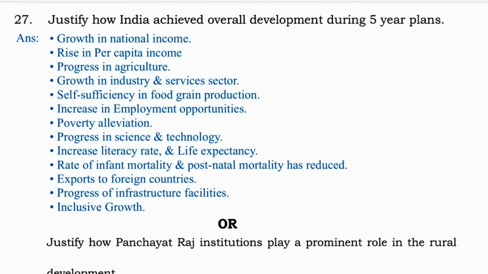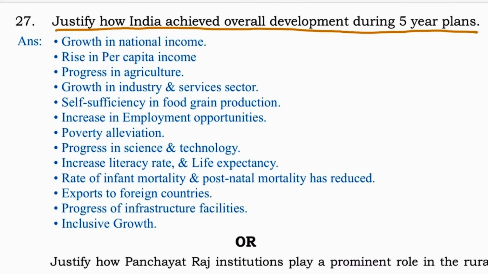Next, 27th question. Justify how India achieved overall development during the 5-year plans. India achieved overall development during the 5-year plans by growth in national income, rise in per capita income and progress in agriculture, growth in industry and service sector, self-sufficiency in food grain production, increase in employment opportunities, poverty alleviation, progress in science and technology, increase in the literacy rate and life expectancy, reduced infant mortality and postnatal mortality rates, exports to foreign countries, progress of infrastructure and facilities, and inclusive growth.